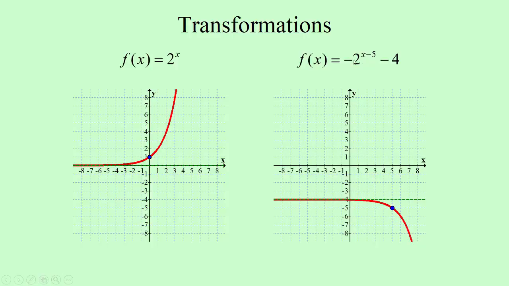2 to the x minus 5, the negative on the front flips it upside down. The minus 5 on the x shifts it to the right 5. The minus 4 at the end shifts it down 4. This graph flipped over, shifted to the right, shifted down, and again, because of the size of the numbers here, if you were to type this into your calculator and draw the graph, everything would be fine. The issue occurs when we start using larger or smaller numbers.